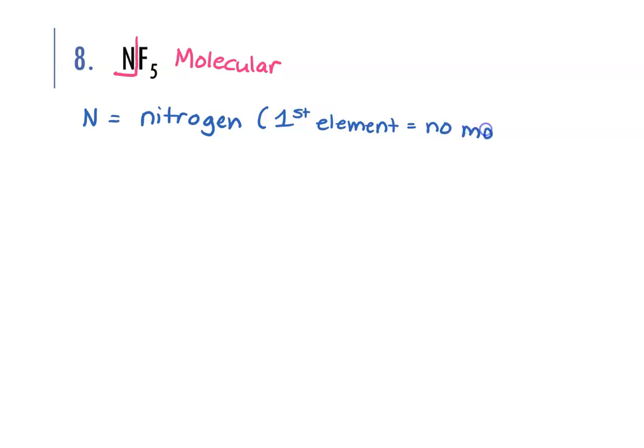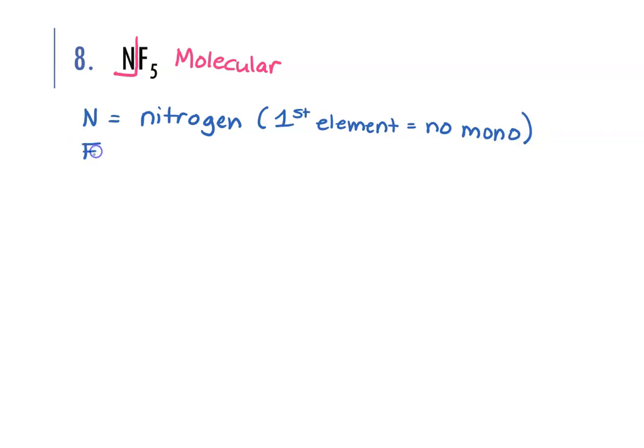It's a nonmetal, so that means that this is going to be molecular. So for molecular, I use prefixes. So the first one, I have N. There's no subscript here to tell me what prefix to use, so that means that there's only one. Because this is the first element, I don't put a mono. So this is just going to be nitrogen. The first element does not get a mono. If this had been flipped and it had been F5N, then it would be mono in front of the nitrogen.